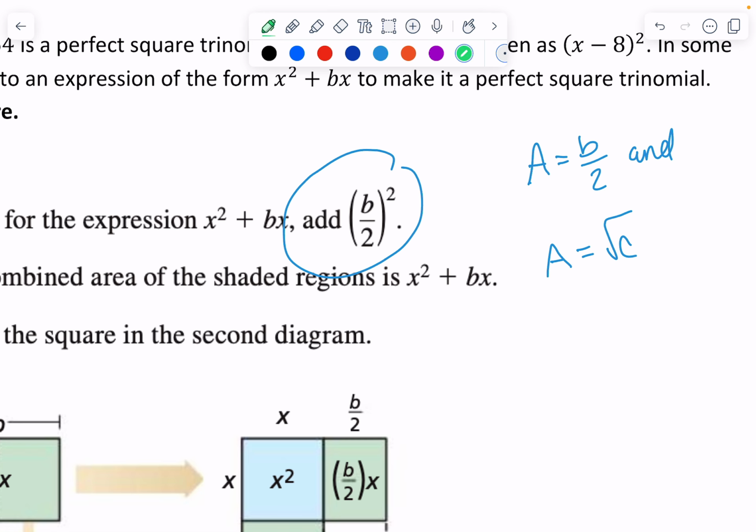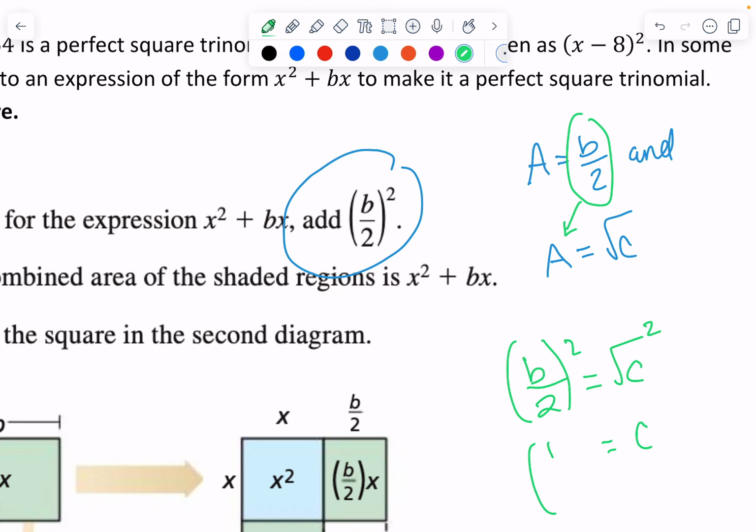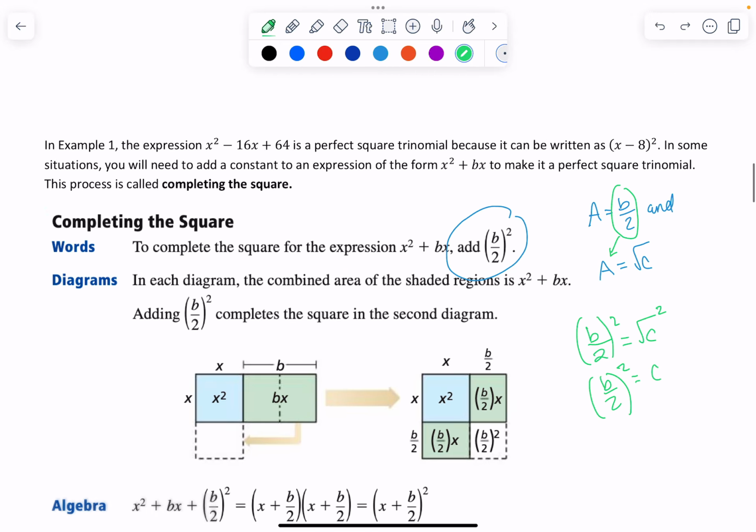So if I want to find the c value, what I could do is substitute this into the second equation so that I get b divided by 2 equals the square root of c. And now if I want to find c, if I want to find the perfect value to add to my equation or expression, I'm going to square both sides. And so c is equal to b divided by 2 squared. So that's where this formula comes from. Remember, there's always some math that we have to do to get these formulas that we use.